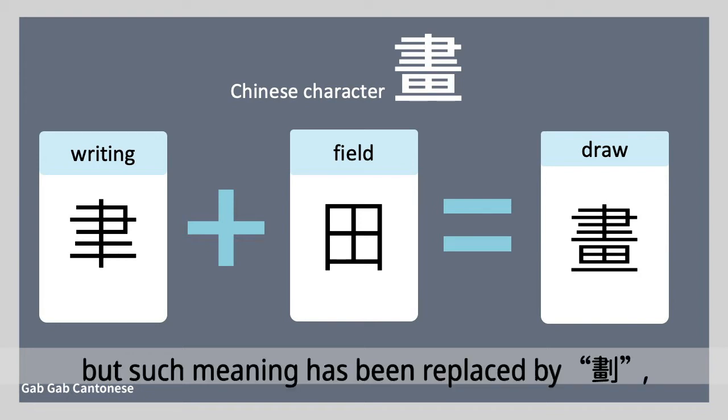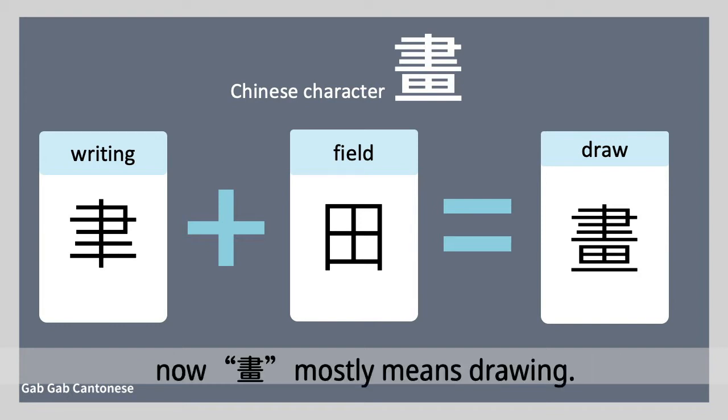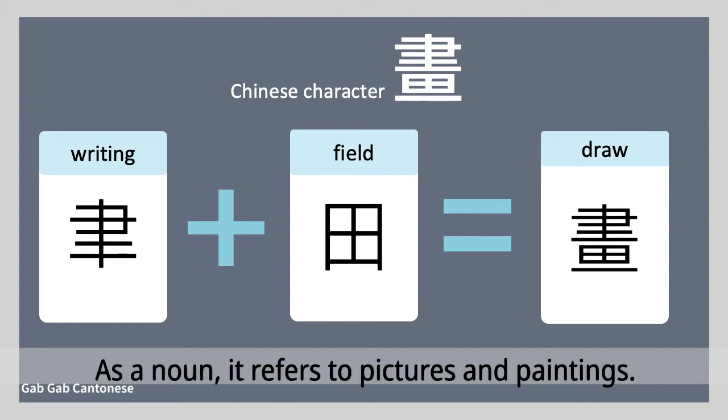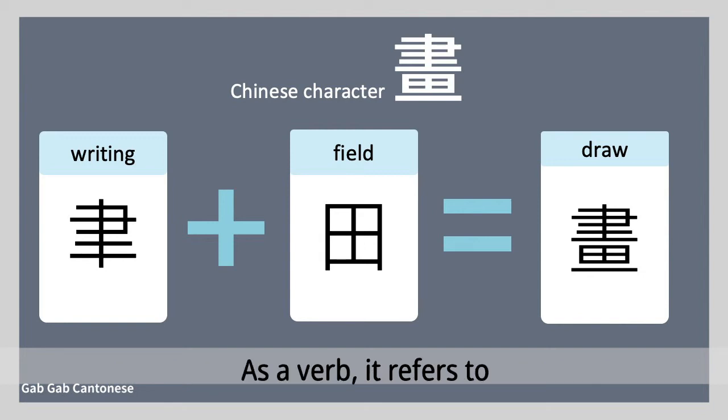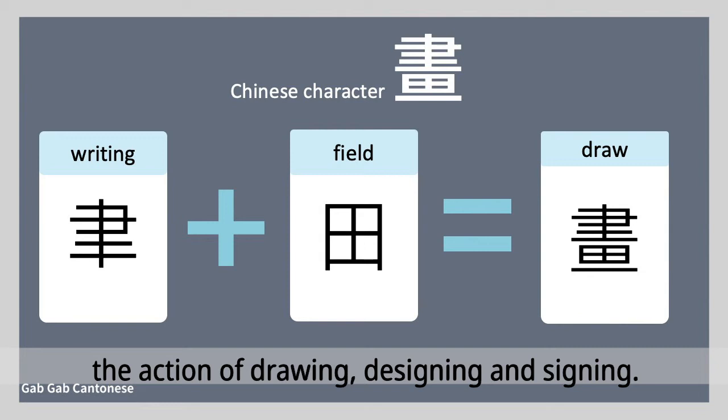But such meaning has been replaced by 劃. Now, 畫 mostly means drawing. As a noun, it refers to pictures and paintings. As a verb, it refers to the action of drawing, designing, and signing.